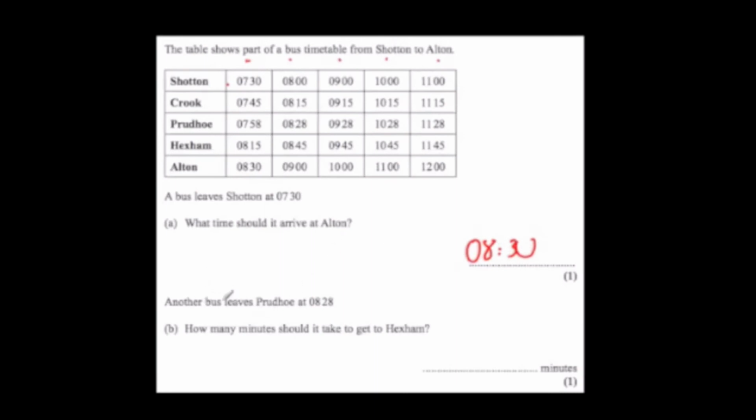Okay, the next question says another bus leaves Prudhoe at 8:28. So that's going to be this time here. So it's this bus here. It says how many minutes should it take to get to Hexham? So it's leaving Prudhoe at 8:28, and it gets to Hexham at 8:45. So we need to see how many minutes it would take to get from 28 minutes past 8 to 45 minutes past 8. So we just need to take away the 28 from the 45. So 45 minus 28 would take us 17 minutes. So the answer is 17 minutes.